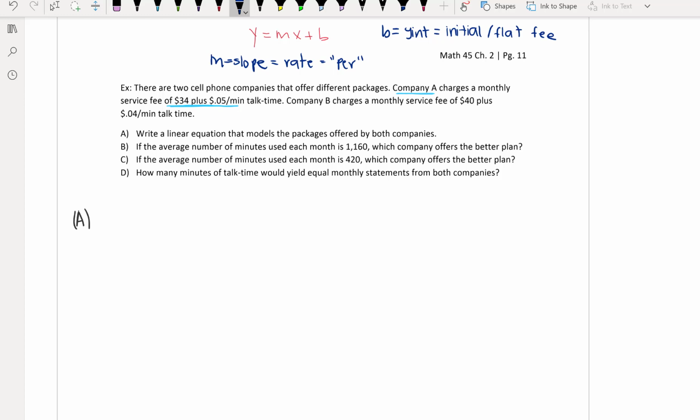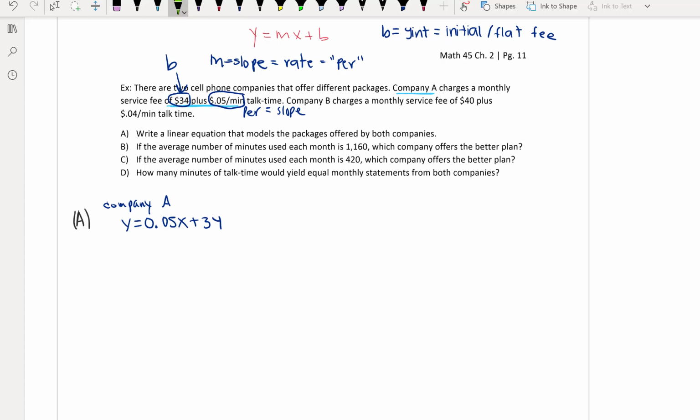So here, the $34 plus the 5 cents per minute. That per tells us that it's going to be our slope. So that is going to be our m. And that flat fee, that monthly fee here is $34. So that $34 is going to be my b value. So now for company A, I'm going to say that y is equal to 0.05x plus 34.